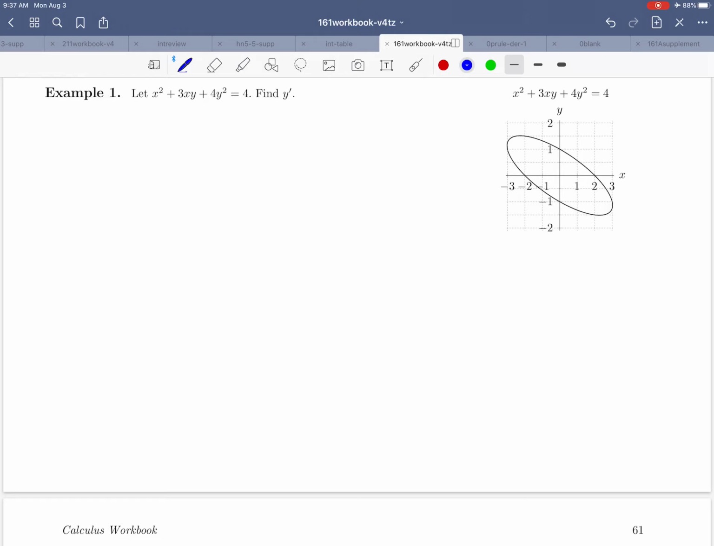Hello everybody and welcome to example 1. We are still looking at page 60 in the workbook here. This is going to be another example of finding the derivative of a function using implicit differentiation.